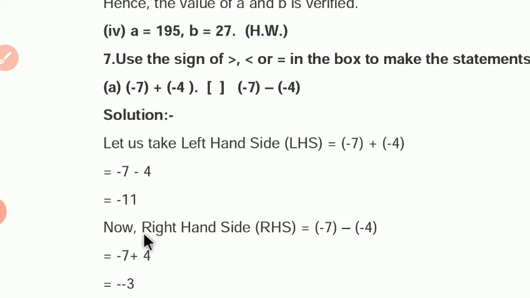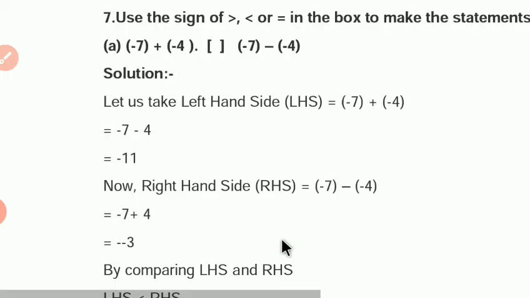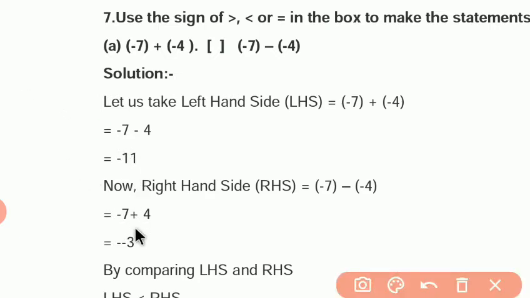Now we'll find the value of right hand side, and right hand side is given as minus 7 minus of minus 4. Again we'll open the bracket. So minus 7 minus into minus is plus 4, and we know that minus plus minus, it means 7 minus 4, 3. So minus plus minus, it means you have to subtract 4 from 7. So 7 minus 4, 3, and the sign will be according to the bigger number. The bigger number is 7, and its sign is minus. So the answer will be minus 3.